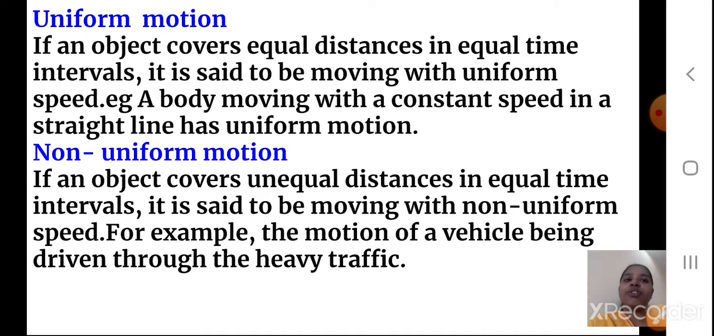Now what is non-uniform motion? If an object covers unequal distances in equal intervals of time, it is said to be moving with a non-uniform speed. For example, the motion of a vehicle being driven through heavy traffic. Now in heavy traffic, even if I keep the speed the same, because of the traffic, the distance I will cover in equal intervals of time will be different. Okay students, so I hope uniform motion and non-uniform motion is clear to you.